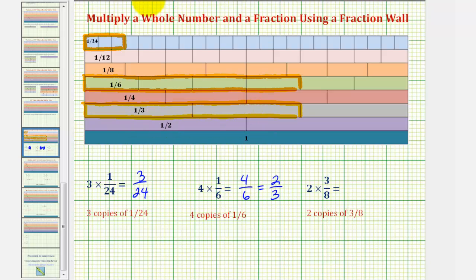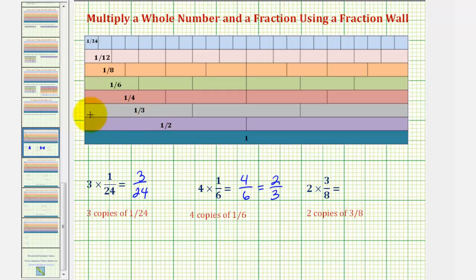And now for our last example, we have 2 times 3/8, which we can think of as 2 copies of 3/8, or if we want 2 sets of 3/8. So one copy of 3/8 would consist of 3 1/8 rods. So this would be one copy of 3/8.